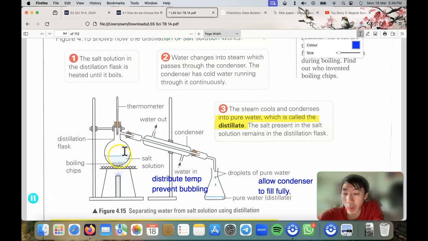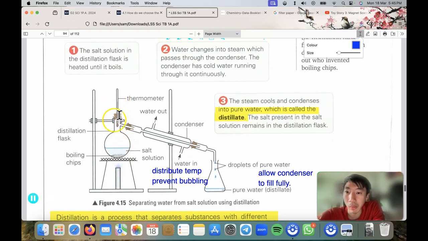You know that when you boil something, there are a lot of bubbles. When the bubbles pop, sometimes it can cause liquids to spurt out, and maybe spurt upwards. That's not good. You don't want that. So the boiling chips prevent over bubbling. They prevent too many bubbles from forming in the solution.